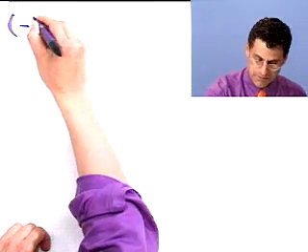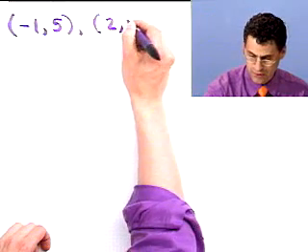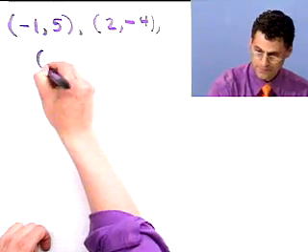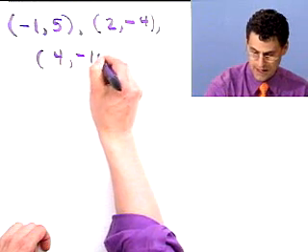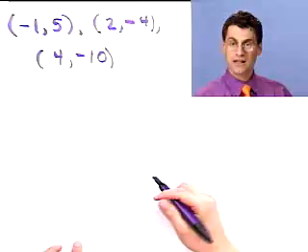So let me ask the following question. Are these 3 points collinear? One of them is minus 1, 5. One of them is 2, minus 4. And one of them is 4, minus 10. In fact, I'm going to plot them for you in my white box over there to my left. And let's take a look and see.